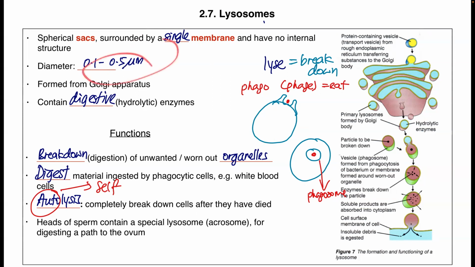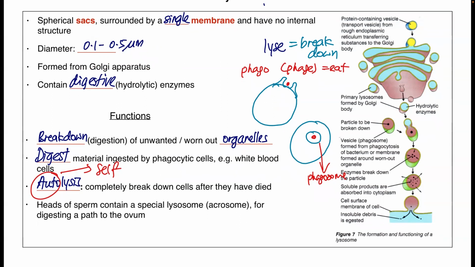The diameter is about 0.1 to 0.5 micrometer. Again, under a typical light microscope, you wouldn't see it, because the membrane is very, very thin and the size is also very small. So you can't really see it under the light microscope. They are formed from the Golgi apparatus and contain digestive or hydrolytic enzymes.